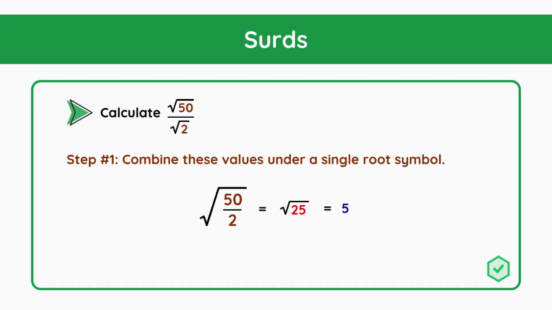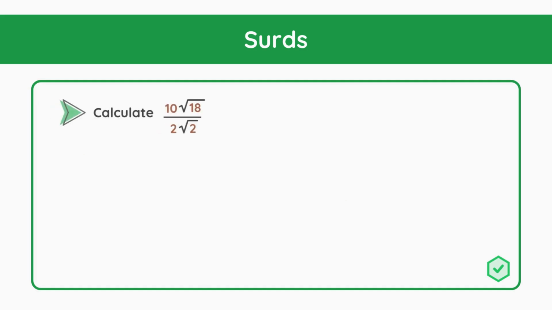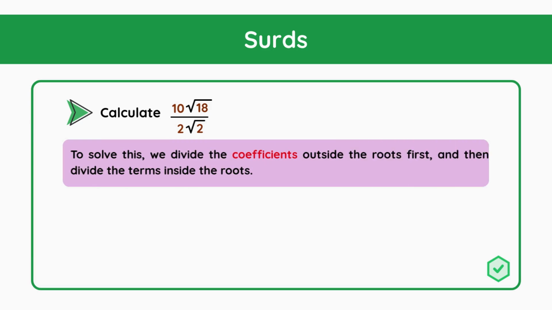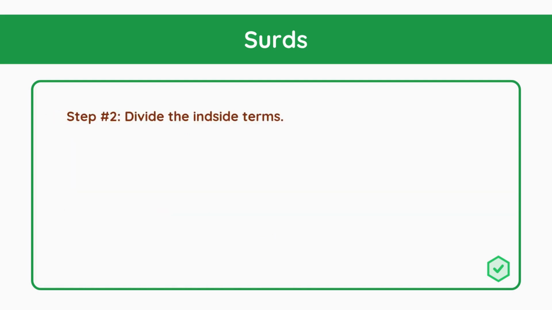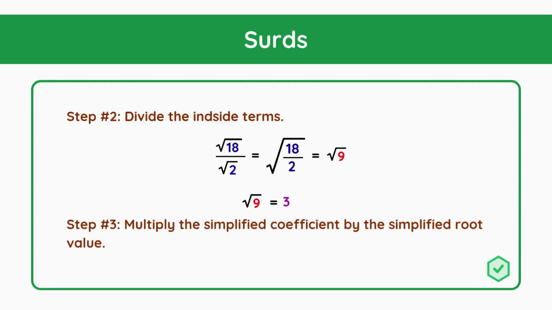Now let us look at a more complex example that includes coefficients. Calculate 10 square root of 18 divided by 2 square root of 2. To solve this, we divide the coefficients outside the roots first and then divide the terms inside the roots. First, divide the outside coefficients. 10 divided by 2 equals 5. Second, divide the inside terms. Square root of 18 divided by square root of 2. We combine them under a single root to get the square root of 9. The square root of 9 simplifies to the integer 3. Finally, we multiply the simplified coefficient by the simplified root value. 5 times 3 equals 15. Our final answer is 15.